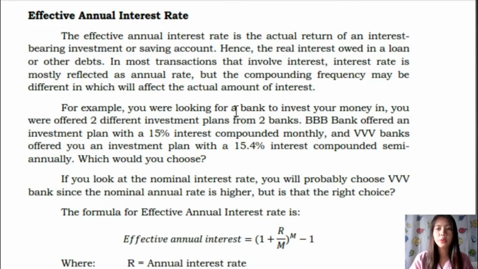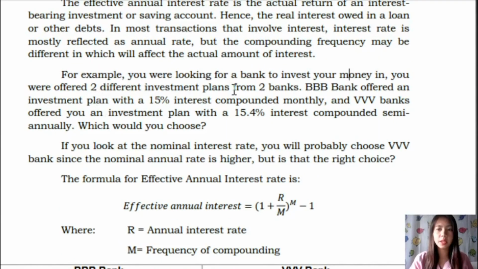Okay, to easily understand the effective annual rate, this is an example. So, you were looking for a bank to invest your money in. So, you were offered 2 different investment plans from 2 banks. So, first is the BBB Bank, which offered an investment plan with a 15% interest compounded monthly. And VVV Bank offered you an investment plan with 15.4% interest compounded semi-annually. So, which would you choose?